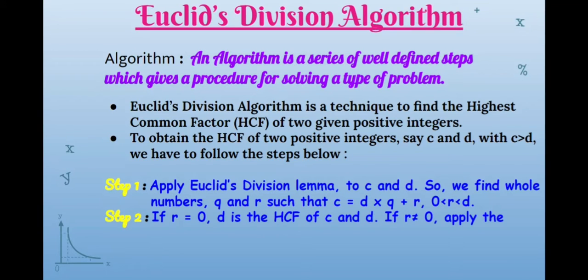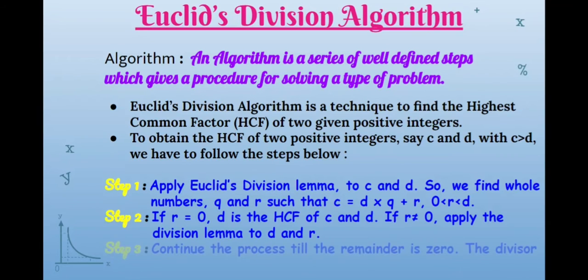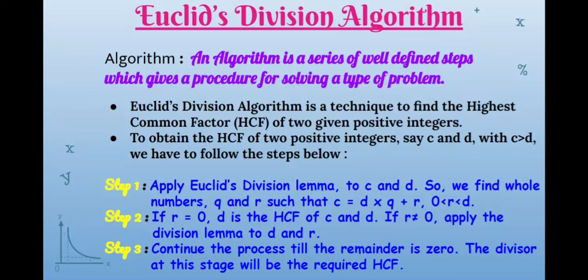Step 2. If r = 0, d is the HCF of c and d. If r is not equal to 0, apply the division lemma to d and r. Step 3. Continue the process till the remainder is 0. The divisor at this stage will be the required HCF.